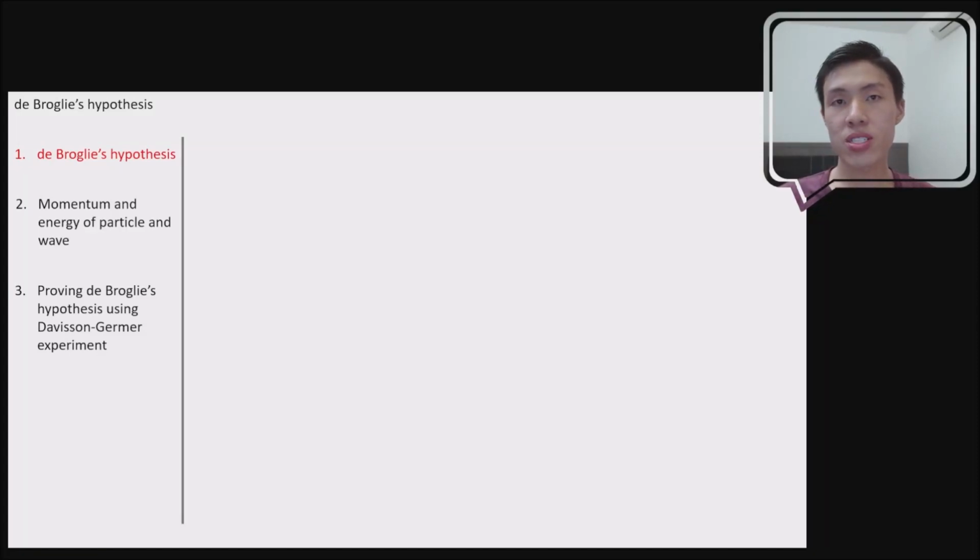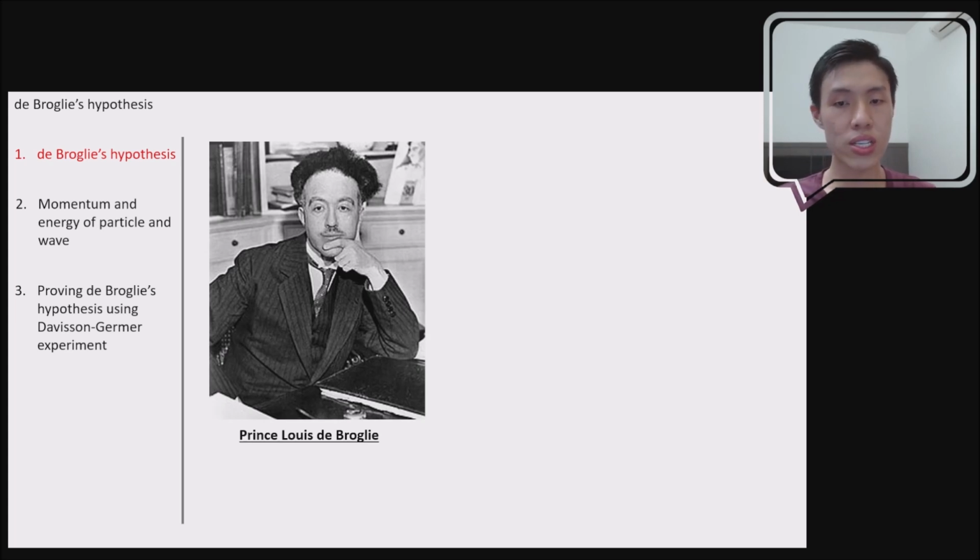In this chapter, we'll be studying the wave properties of particles. So particles, which we usually think of as particles, will now start to have wave properties. The idea of particles having wave properties actually comes from this person, Prince Louis de Broglie.